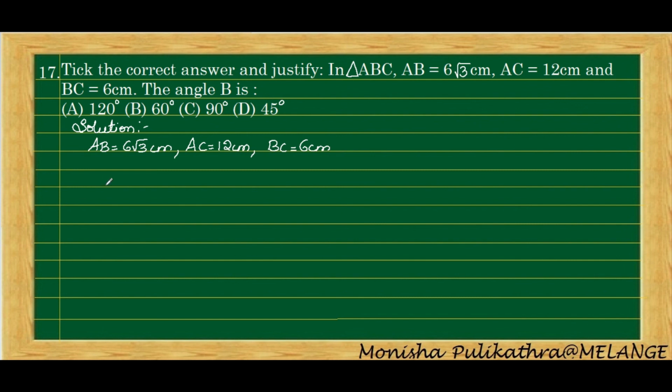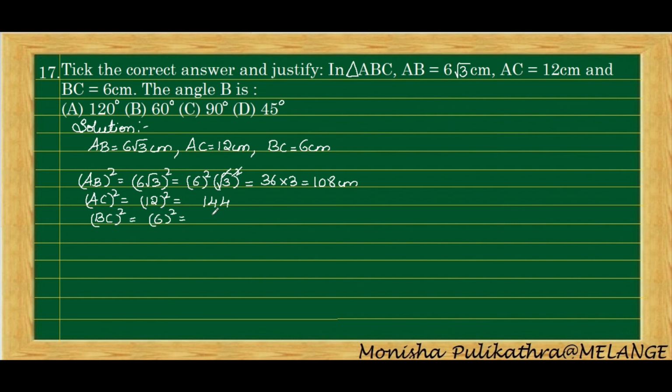Here first square all these things, just like the Pythagorean triplet. AB square means 6 root 3 whole square. So it will be 6 square into root 3 square. Square and root cancel each other. 6 square is 36 into 3, so it will be 108. Next AC square. AC square is 12 square, that will be 144. Next is BC square. BC is 6 square, that is 36.